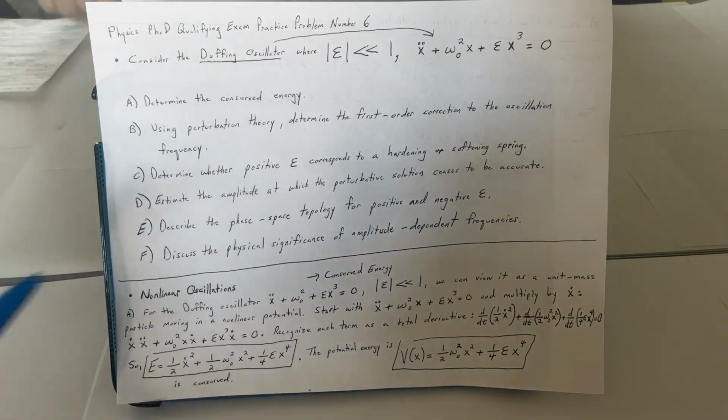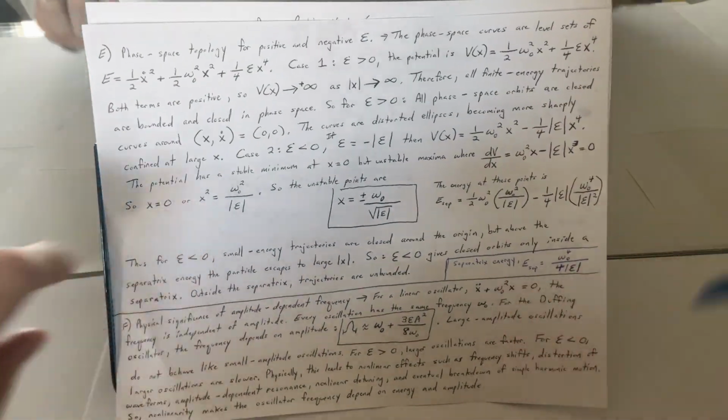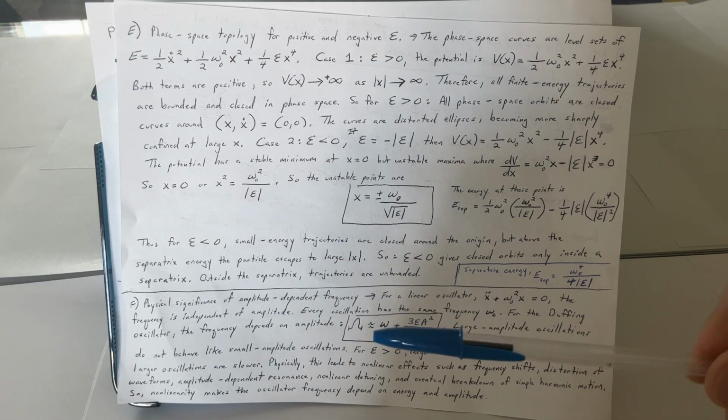Just going back to read here on the first page. Letter F, discuss the physical significance of amplitude-dependent frequencies. Okay, so letter F, last one here. The physical significance of amplitude-dependent frequency. For a linear oscillator, x double dot plus omega naught squared x equals 0, the frequency is independent of amplitude. Every oscillation has the same frequency, omega naught. For the Duffing oscillator, the frequency depends on amplitude. Capital omega is approximately omega naught plus 3 epsilon A squared over 8 omega naught.